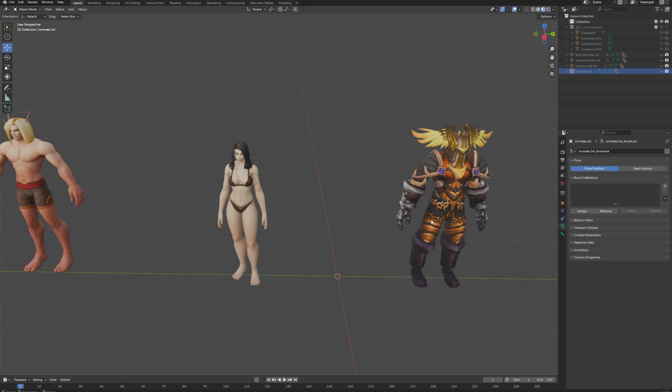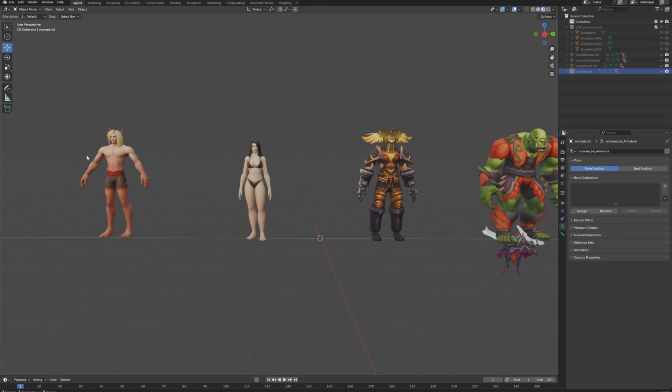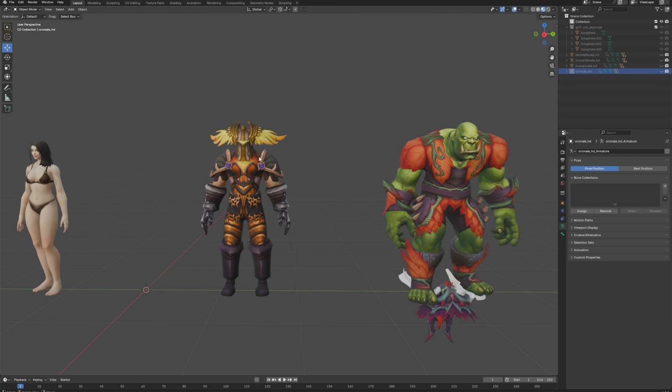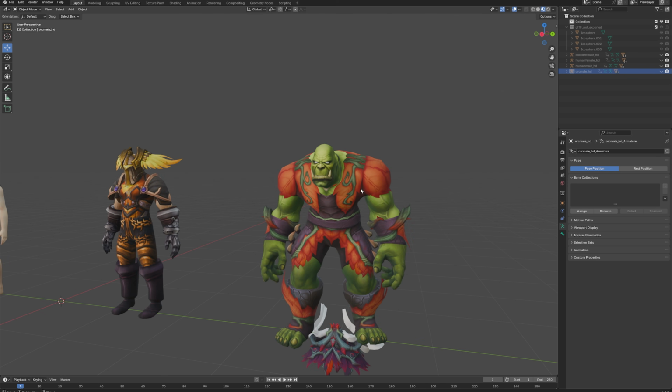Now let's move on to the models. So here we have some things that caught my attention. We have the human female, the male blood elf, the human male with all the armor that I can find. I know this is not a complete set, and an orc.